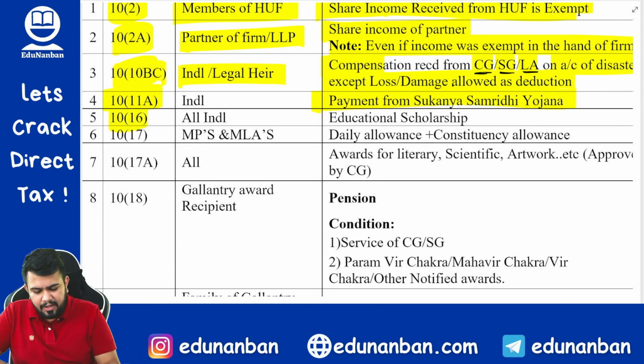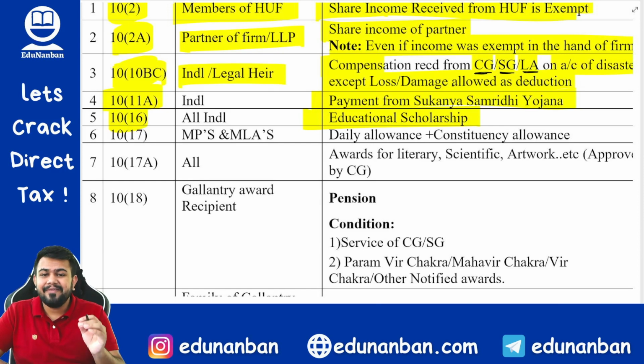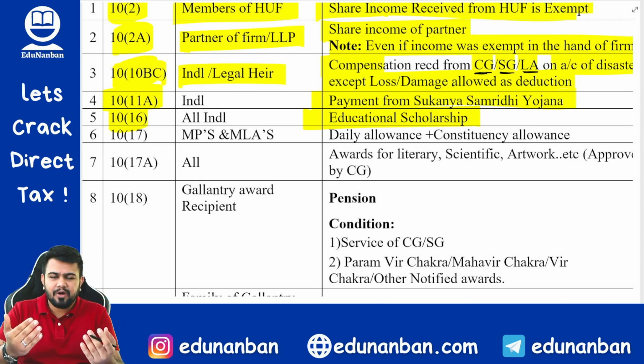Next, section 10 clause 16. If any person from anyone is receiving an educational scholarship, then it is completely exempt. Here it need not be from government etc. Even if I am giving an educational scholarship to Mr.